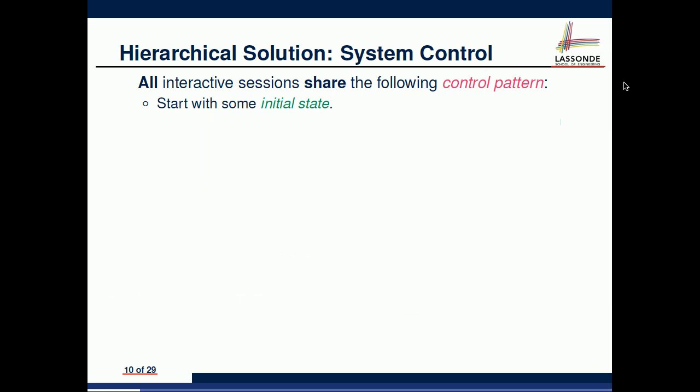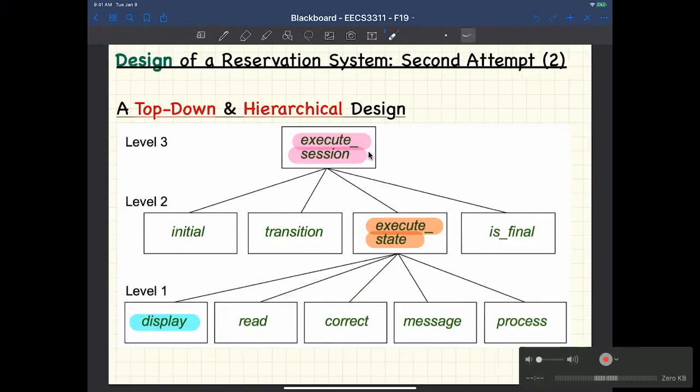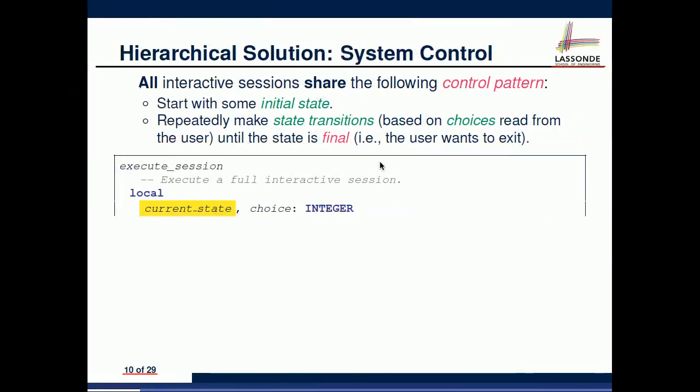Okay, let's talk about the first one. So let's talk about the top one, execute session. You can think about this as the main function, the main method. Okay, let's go over it line by line quickly. First of all, I want you to pay attention to the local variable we're declaring over here. You can see for this particular execute session, we have something called current states.